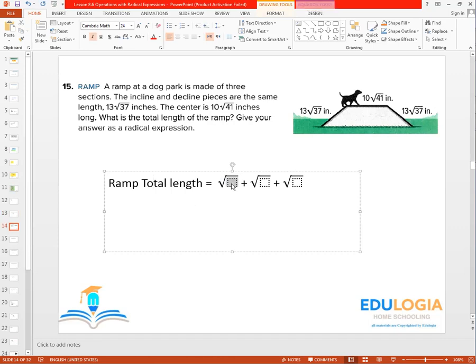Now the ramp. Okay, you see the ramp? The dog is here. Steady, and then down. We have three parts of the ramp. The problem is, what's the total length of the ramp? Keep your radicals. The first part, can you make any simplification? 13 root 37. No, 37 is a prime.